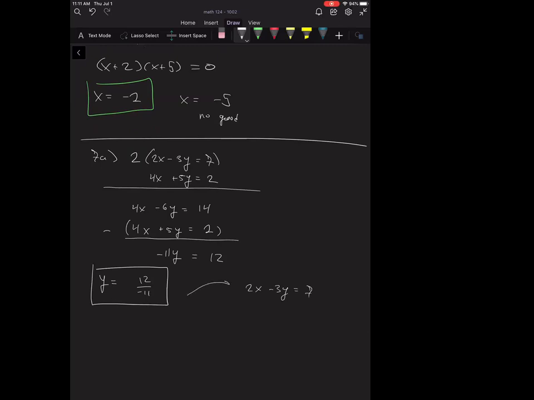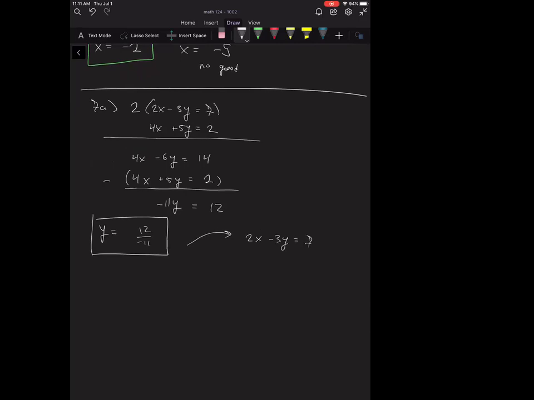And then let's plug this y value into here. So doing that, we're going to get 2x minus 3 times minus 12 over 11, because we're replacing y with 12 over minus 11. So this is equal to 7. So all we're doing is we're replacing the y value, we're plugging it in right there. All right, so what does it simplify to? We have 2x plus 36 over 11 is equal to 7.